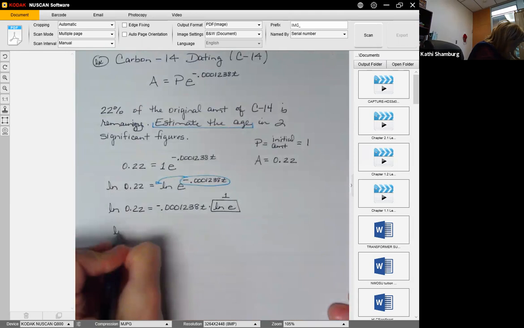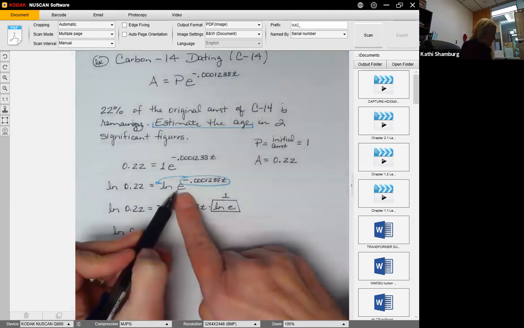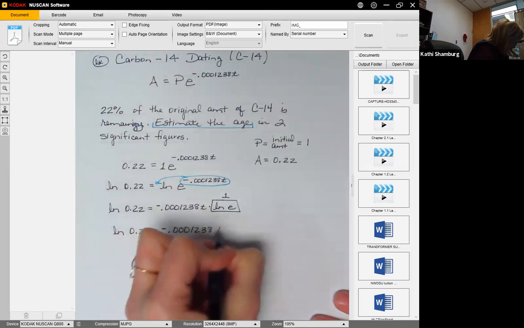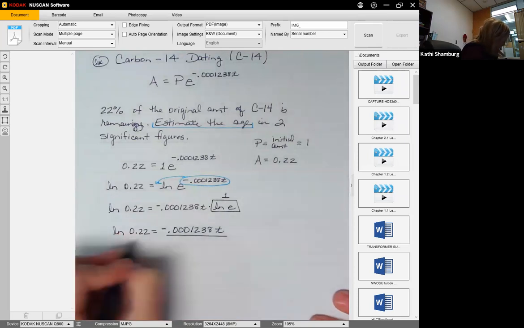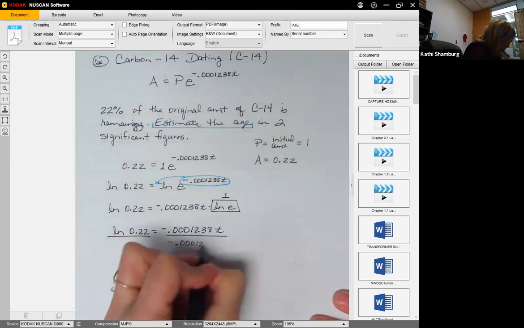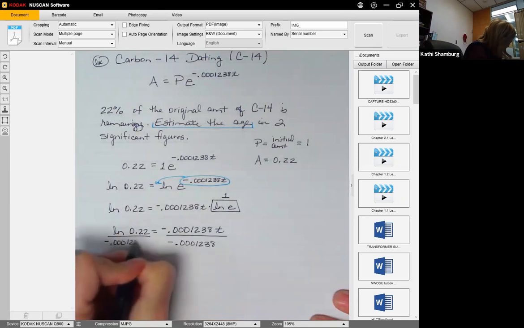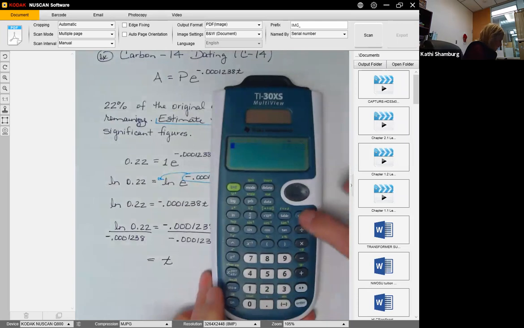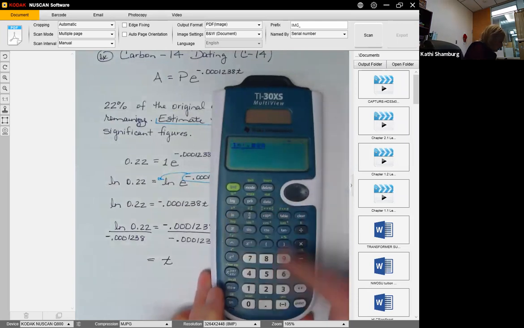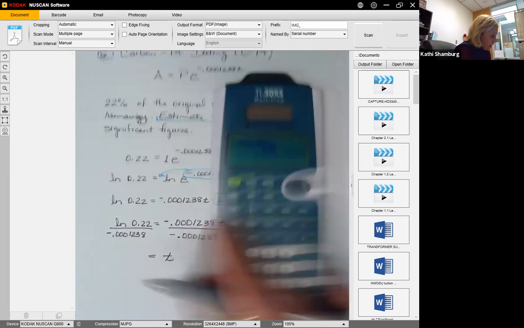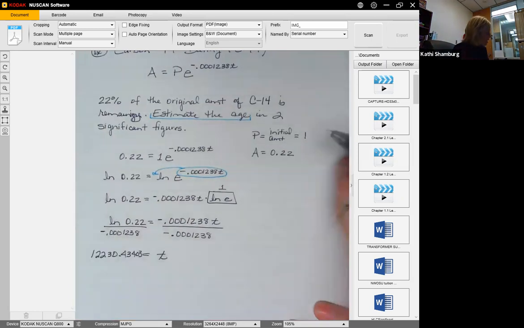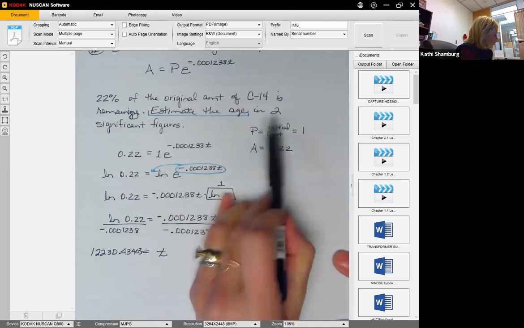So if you'll notice, the shortcut would have been just to recognize that the natural log of e raised to that is just that exponent. And if I want t by itself, I'm going to divide both sides by 0.00012338. So t equals, I would go to my calculator, the natural log of 0.22 over negative 0.00012338. And I get 12230.43403.